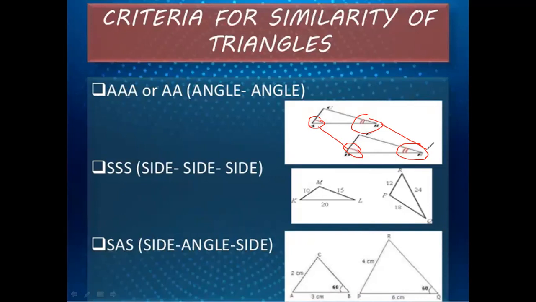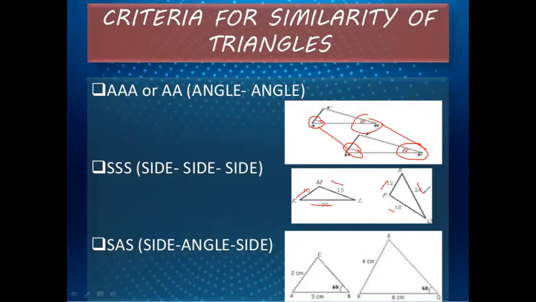Okay, next is side, SSS. What is SSS? Side, side, side. So therefore, the first is angle. Now the second is side. In this, we now consider the length of each side, whether they correspond with each other. If they are proportional, then we can say that they are similar triangles. But anyway, we will discuss that one later on, one by one.